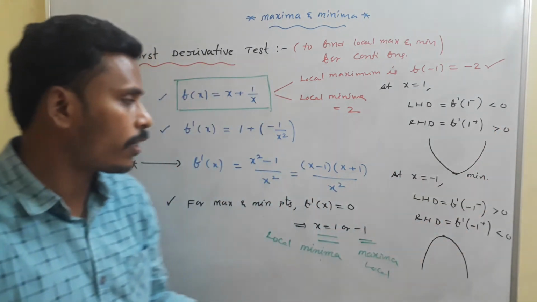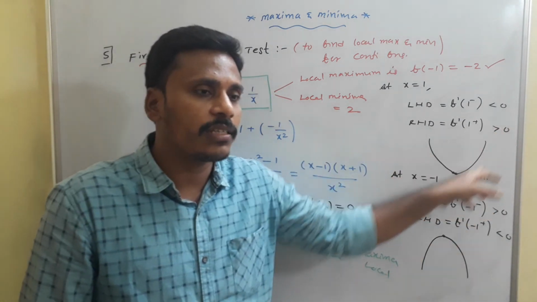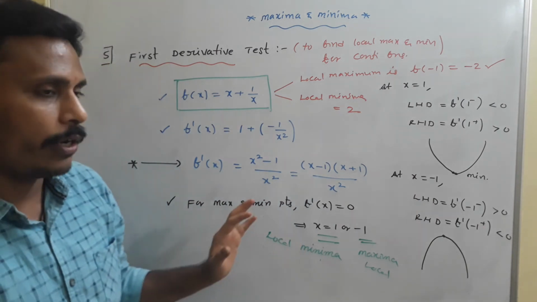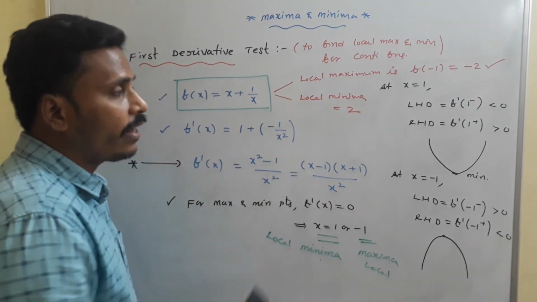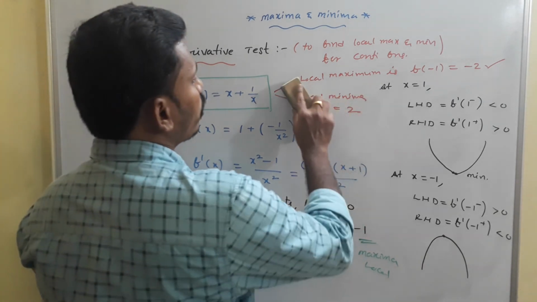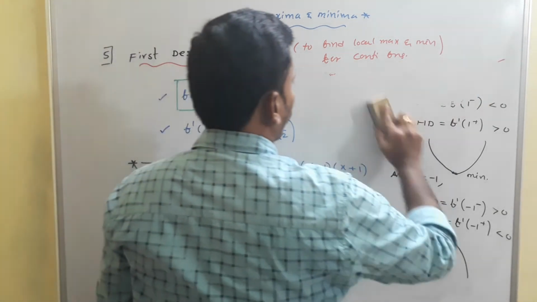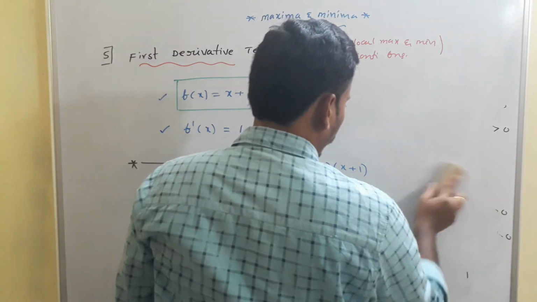So the function is what? The graph is like this, and that 1 is what? Minimum point. This is one way. Instead of checking left derivative and right derivative, one more possibility is also there. I will explain that procedure also.